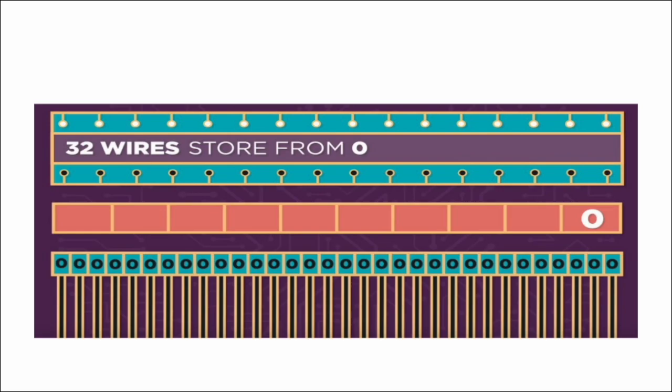Now, if I have 3 wires, what is the minimum value? 0. What is the maximum value? When all 3 are ones. So 1, 1, 1 in binary means what in decimal? The maximum value is going to be the summation of powers. Why is it too complicated? So far you understood, right?